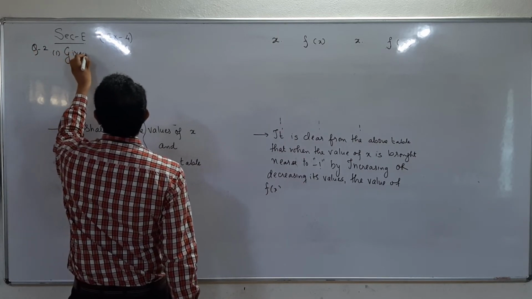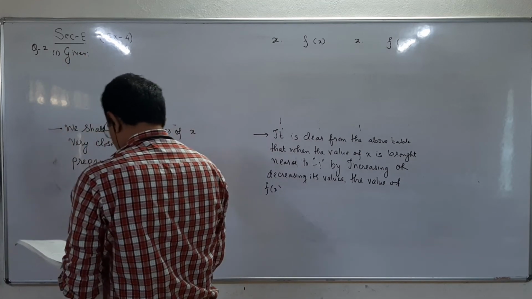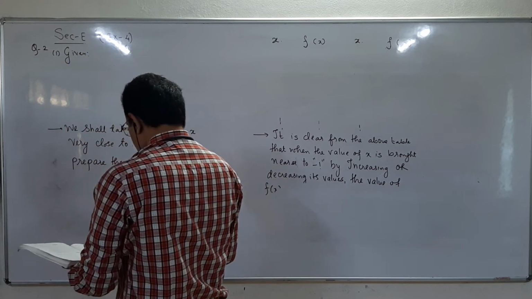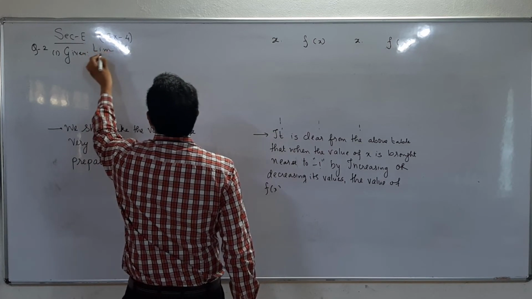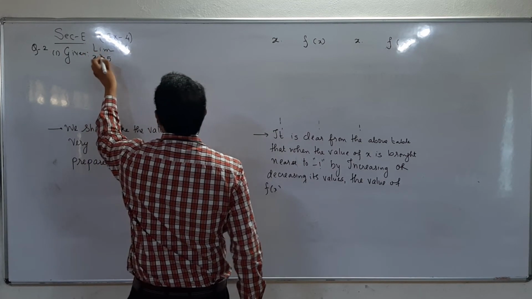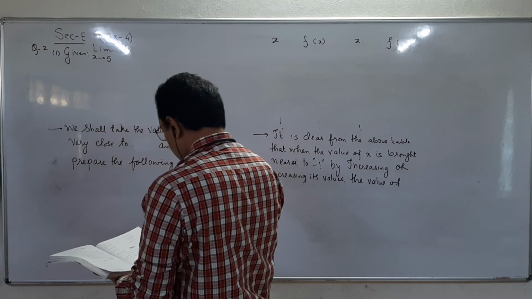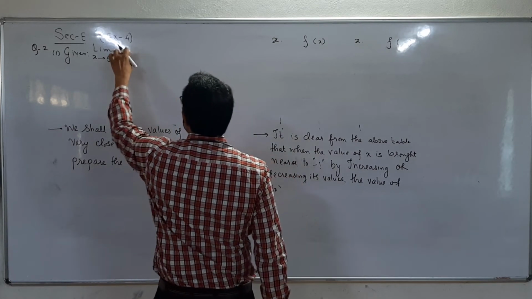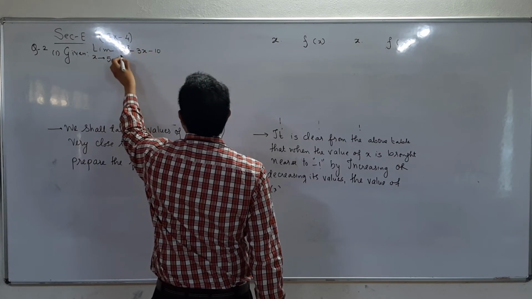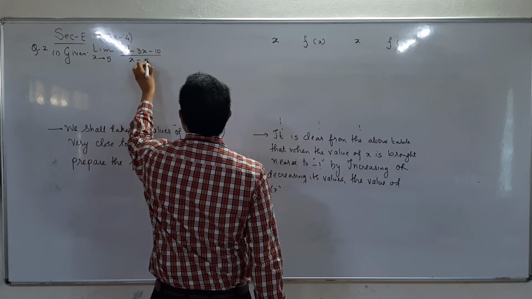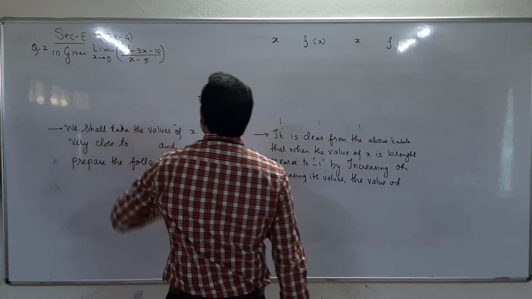What is given is limit x tends to 5, x square minus 3x minus 10 upon x minus 5.